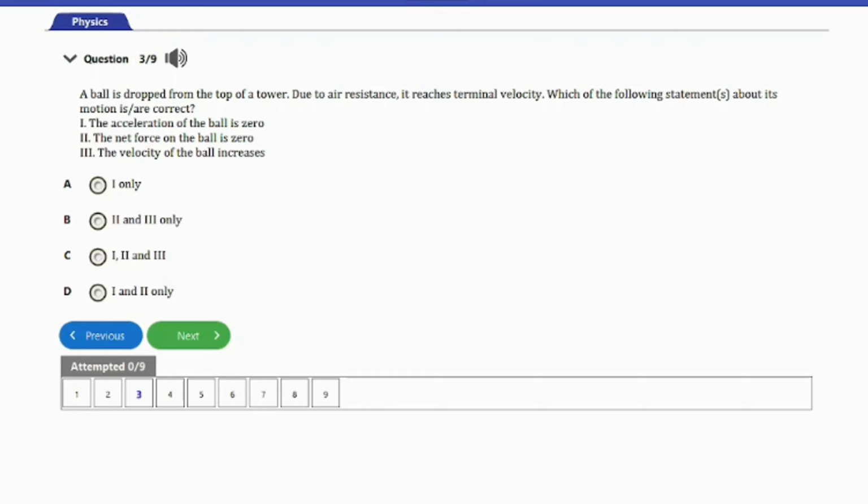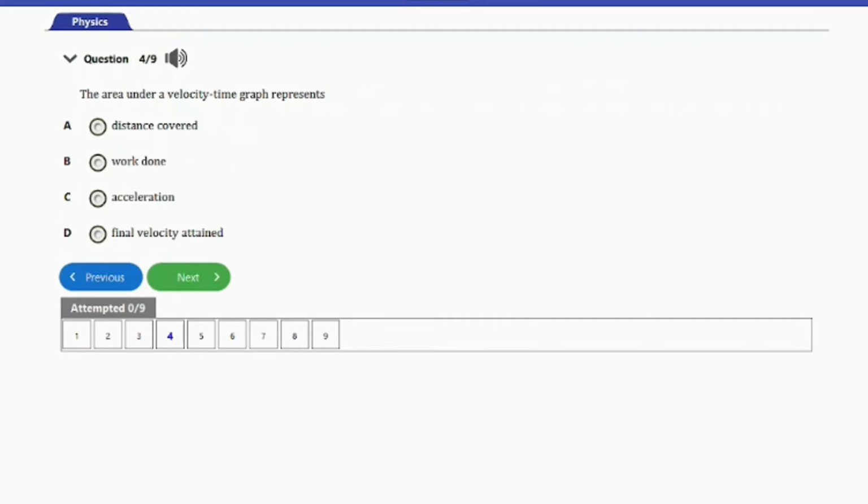So let's go ahead and consider the next question, guys. So the next question here is question number 4. It says the area under a velocity time graph represents A, distance covered, B, work done, C, acceleration, and D, final velocity attained.